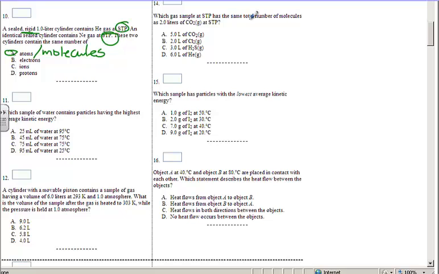Which gas sample at STP has the same total number of molecules as 2 liters? Now remember, all conditions have to be the same. If you have 2 liters of CO2, then you need 2 liters of another gas. Okay, that would be B.